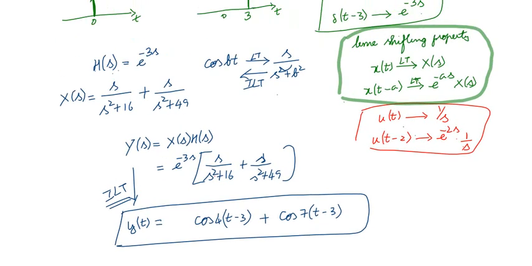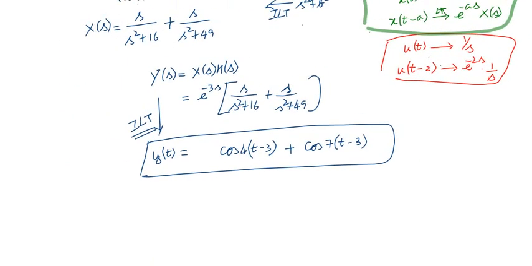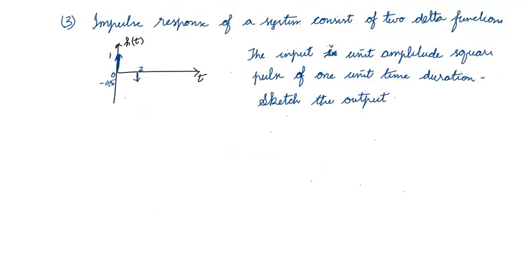What is the input here? For this system function, for this input, this is the output. Okay, now moving to the last problem. If you look here, they have given the impulse response of a system consisting of 2 delta functions, given pictorially; they didn't give the expression. And the input, they have said, is a unit amplitude square pulse of 1 unit time duration. They are asking to sketch the output. They are not asking for the expression, they are asking to draw the output.